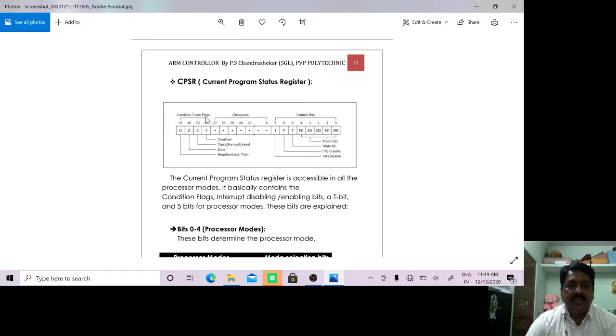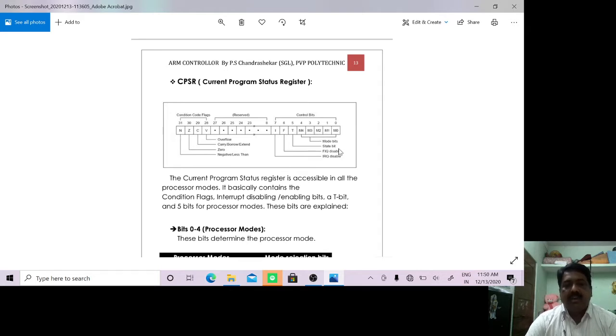In the condition code flag bits, we have N, which is the negative flag bit, Z, which is the zero flag bit, and C, which is the carry flag bit, or you can say borrow flag bit also. V represents the overflow flag bit, whereas I, F, T and M0 to M4, the 5 bits of modes, all put together are the control bits of the flag register.